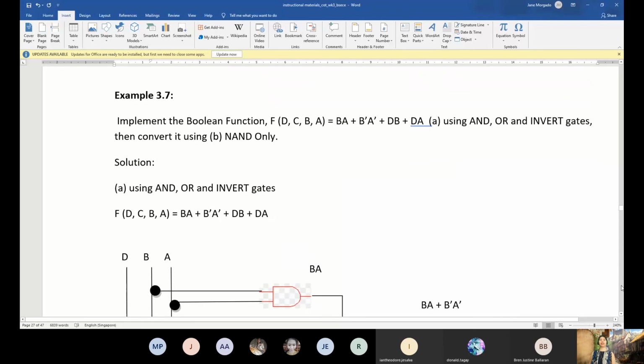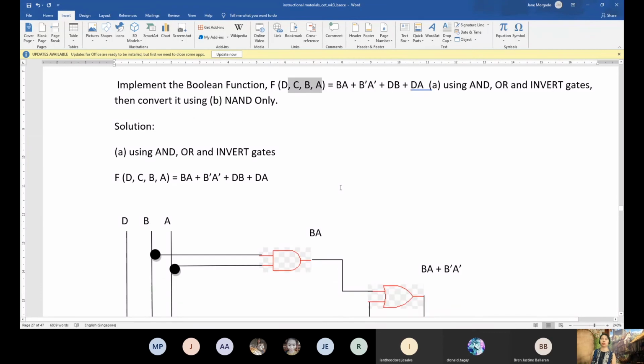Okay, so we have an example here. I implement the Boolean function of DCBA. That means we have four inputs D, C, B, A, and the equation is BA plus B prime A prime plus DB plus DA. Using AND or invert gates, then convert it to NAND only. Take note, we're going to use NAND only.